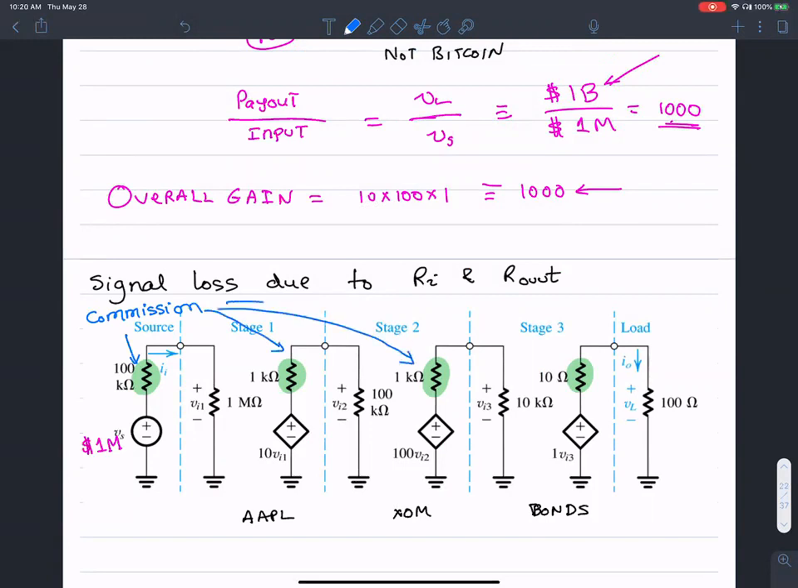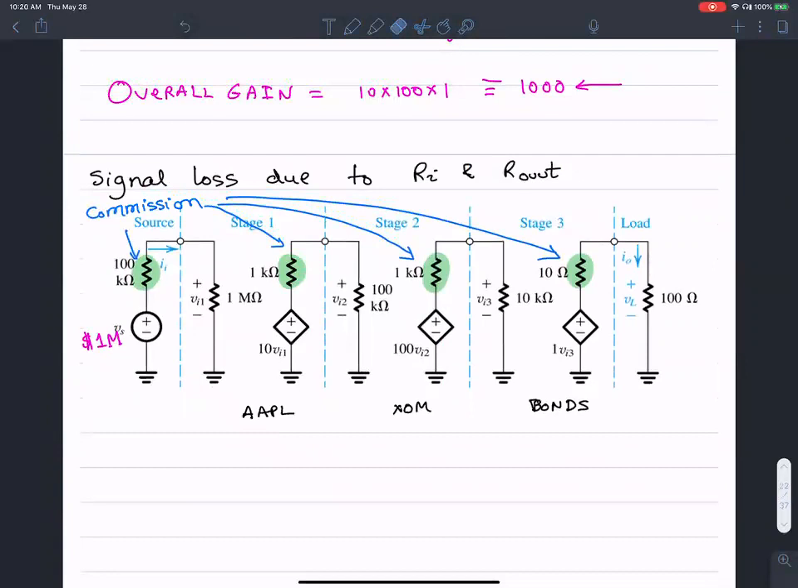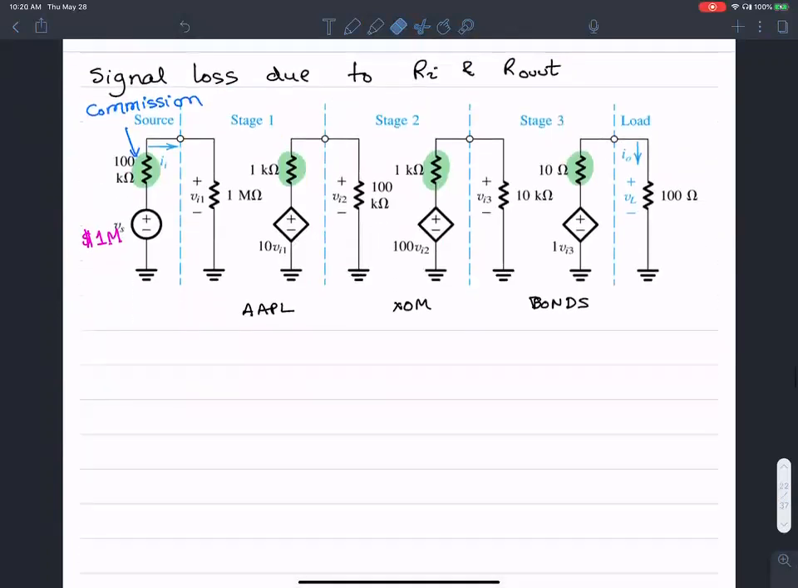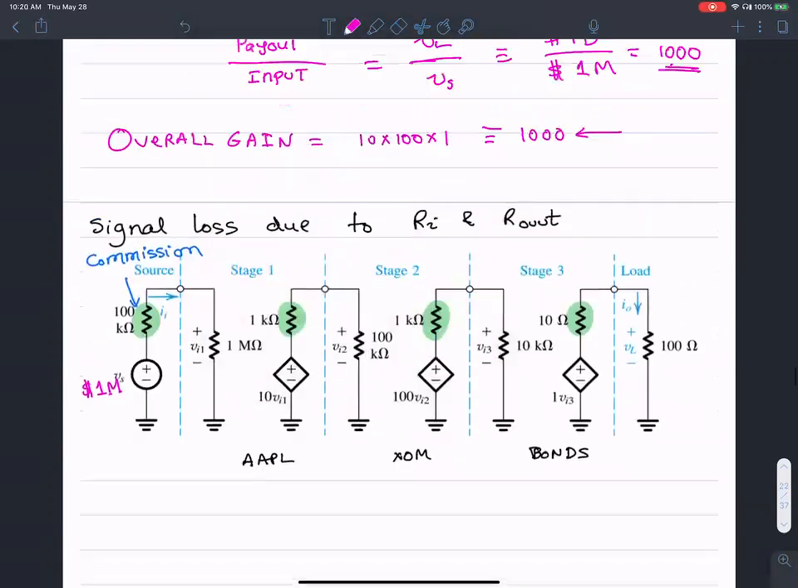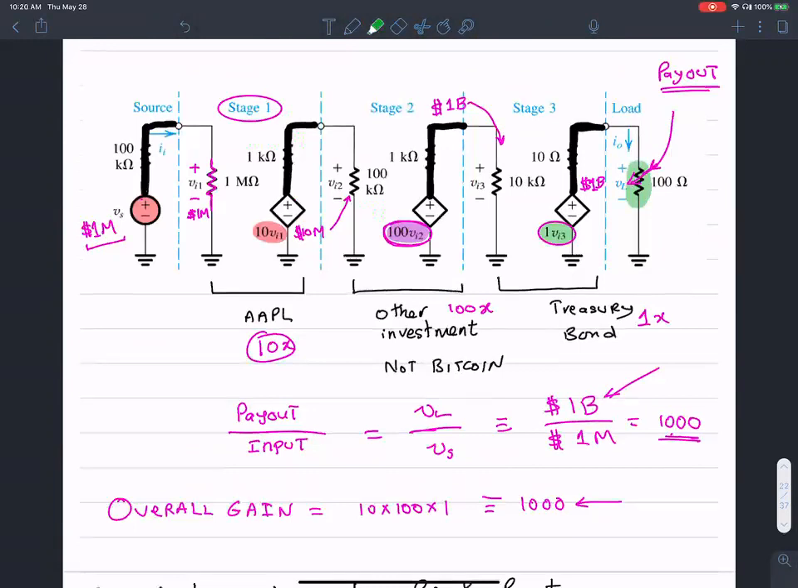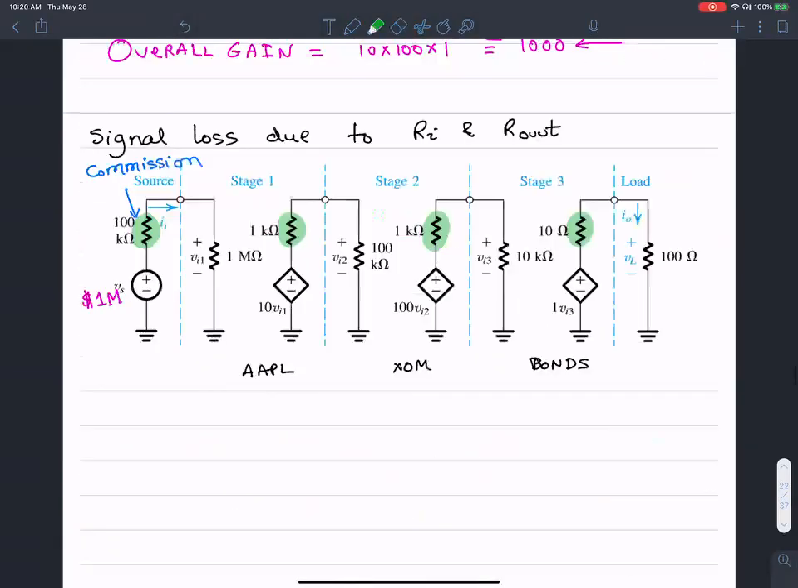Signal loss due to RI and R out can be thought of as lost expenses. If you're investing in some exchange traded fund, there could be some expense ratios. So in addition to the trading value of the shares themselves, there is some additional add-on commission that you lose. The $1 million that we began earlier, in the absence of a commission, was all invested into Apple right here. But see what happens when commission comes in. This $1 million that you have for investment doesn't show up here. Instead, you have a smaller value.